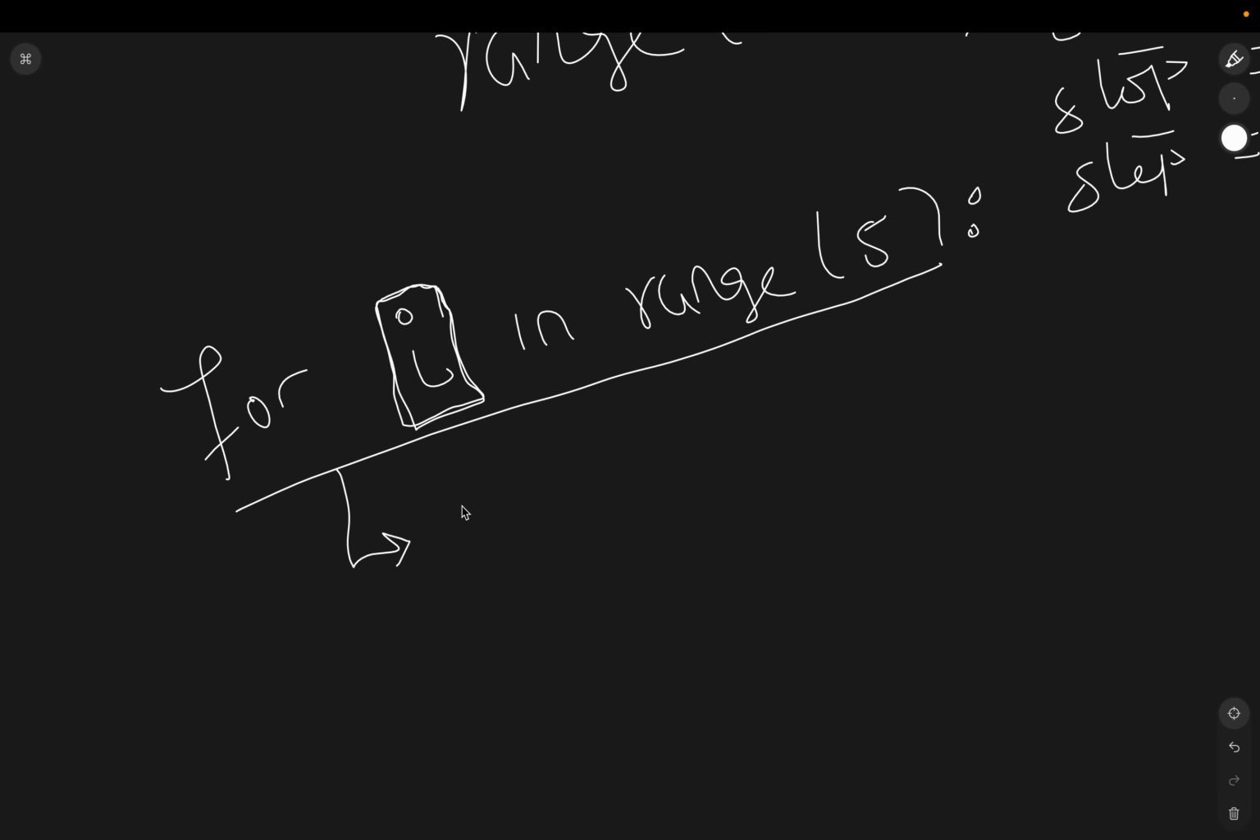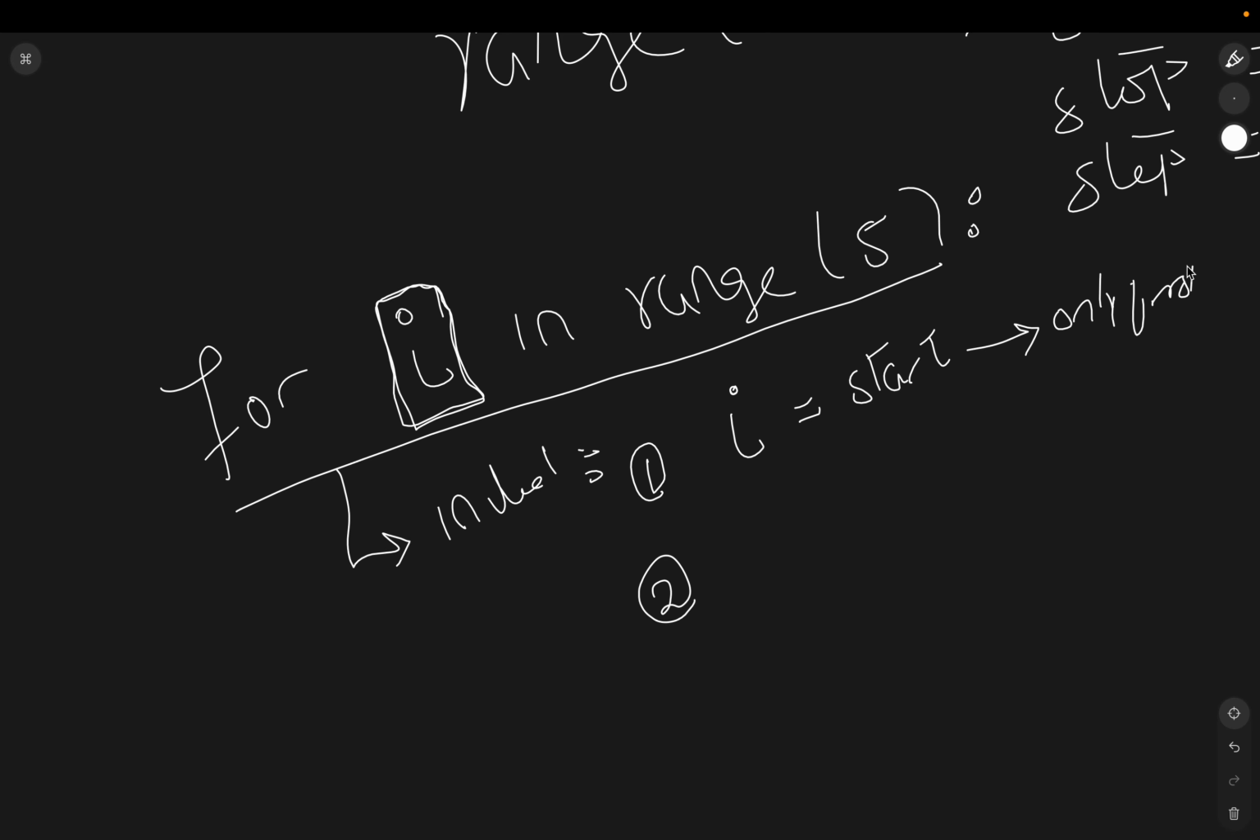Three things are happening here. One is initialization. Initialization is happening here. That means initially i is being assigned some value, and that value will be the start value. And this happens only the first time, only the first time it will happen, when we are assigning some value to this i.